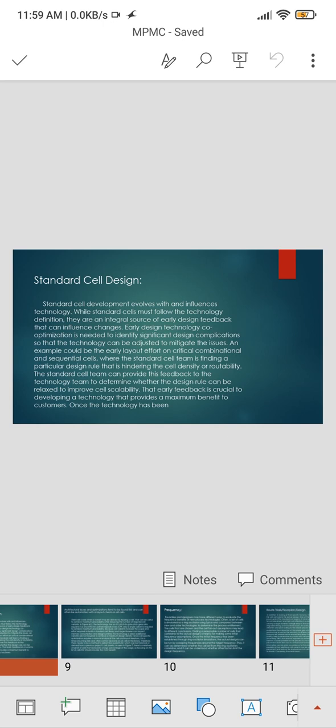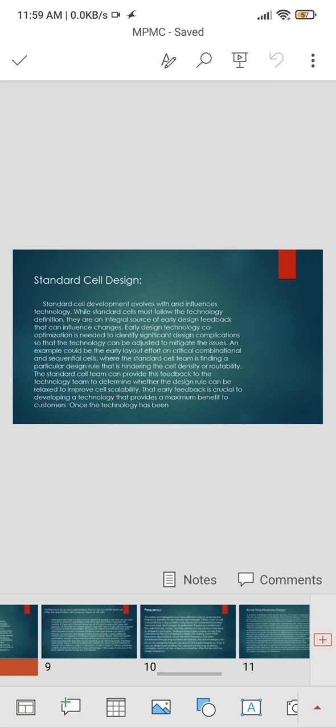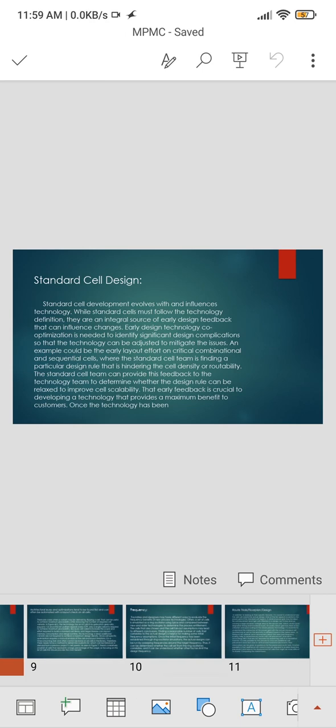An example could be the early layout effect in a critical combinational and sequential cell, where the standard cell team is finding a particular design rule that is hindering the cell density or routability. The standard cell team can provide feedback to relax the rule to improve cell scalability. That early feedback is crucial to technology development.